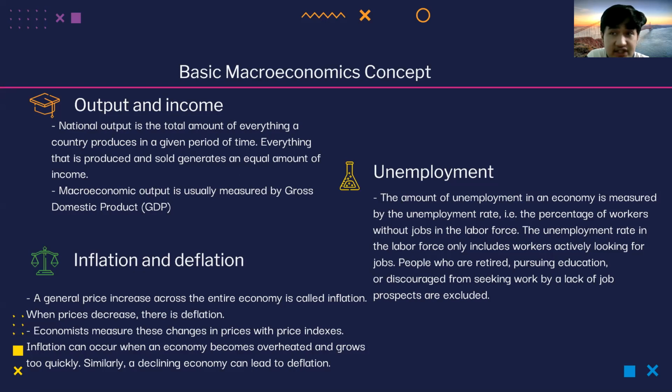And the last is inflation and deflation. A general price increase across the entire economy is called inflation. When prices decrease, there is deflation. Economists measure this change in prices with a price index. Inflation can occur when an economy becomes overheated or grows too quickly. Similarly, a declining economy can lead to deflation.